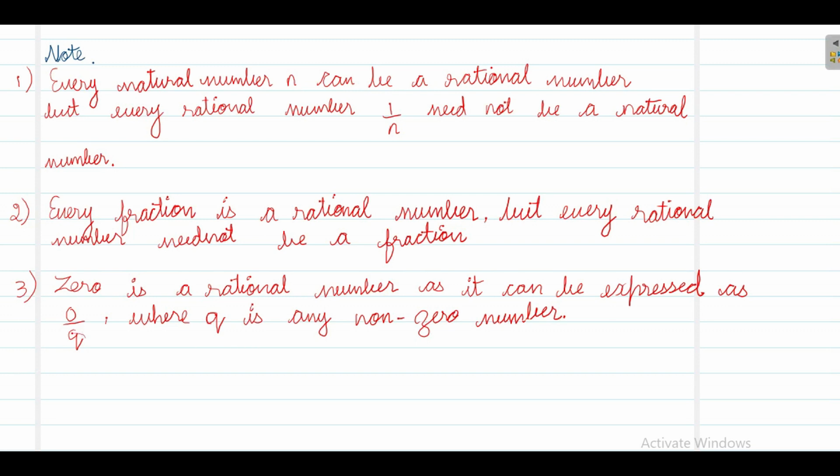Other than 0, for any value of q, it could be a positive value or a negative value. Like for example 0 by 1, 0 by 2 or 0 by 53 or even 0 by minus 99. It can be a positive number or a negative number. That is not at all an issue. But the only condition is that your q should not be equal to 0. If that condition is okay, then 0 is also considered to be a rational number. Okay, so these are the basic 3 facts about rational numbers which you must know.